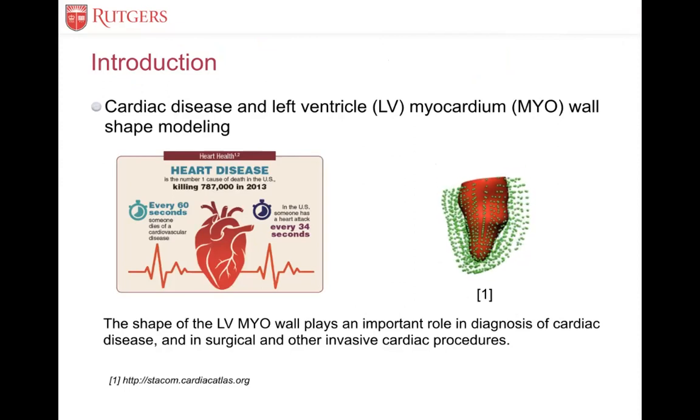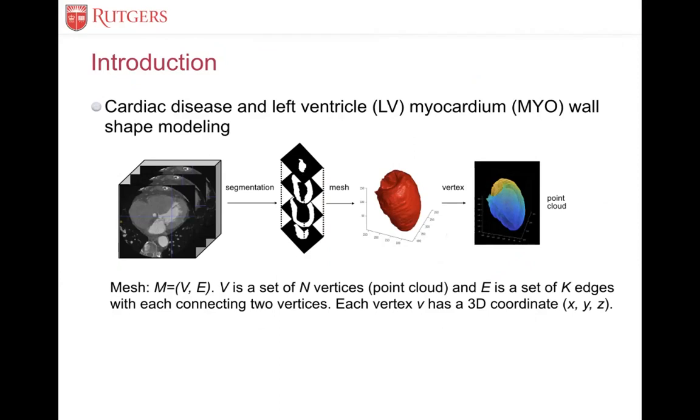invasive cardiac procedures. In traditional methods, we can first image the heart with scanners and then do cardiac segmentation. Based on the segmentation masks, we can build a mesh. A mesh has two parts. The first part is a set of vertices, and the second part is a set of edges, with each connecting two vertices.